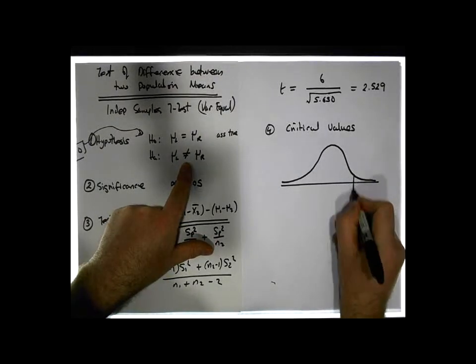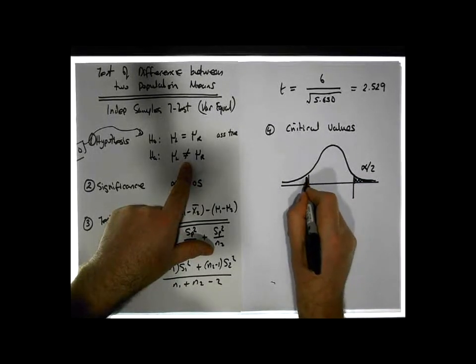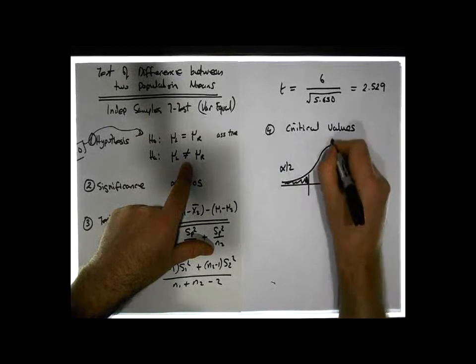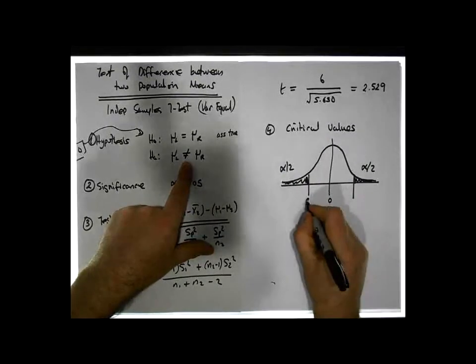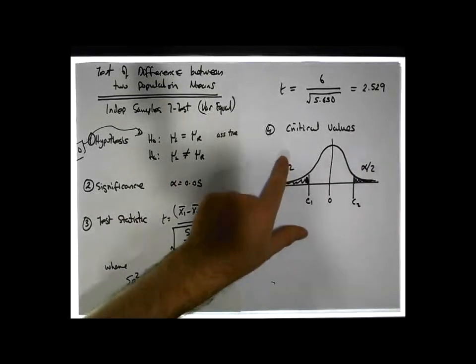Okay? So we're going to put alpha over 2 over here, and we're going to put alpha over 2 over here, and this is positioned on 0. Okay? And we're going to get a critical value 1 and a critical value 2. Okay? How do I find them critical values?